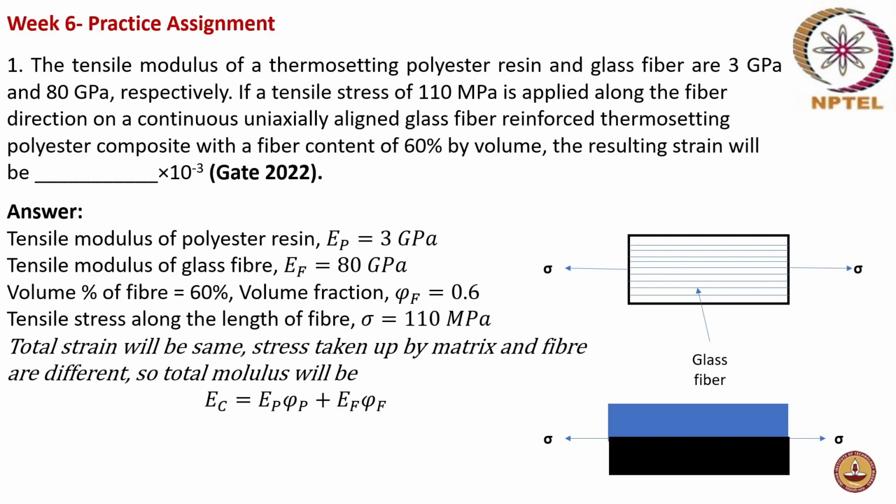So how will the total modulus be? It will be a kind of combination: the total modulus of the composite will be the modulus of the polymer multiplied by the volume fraction of the polymer, plus the modulus of the fiber into the volume fraction of the fiber. We have the modulus of the polymer, the modulus of the fiber, and the volume fraction of the fiber. Can we find the volume fraction of the polymer? 0.4. Yes, because there are only two components. If one is 0.6, the other is 0.4 because the total summation will be 1. Now we have all the parameters. So can we calculate the modulus of the composite?